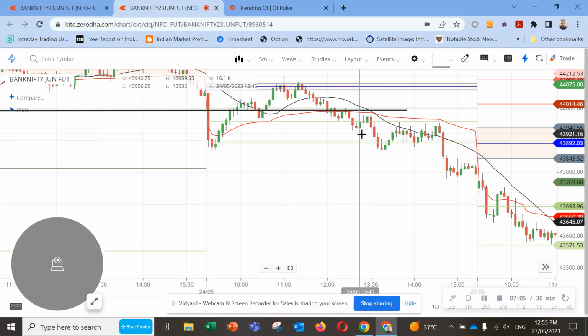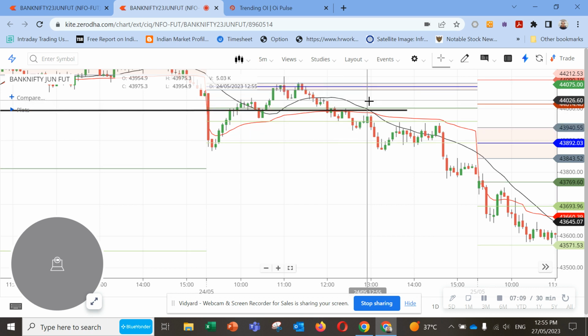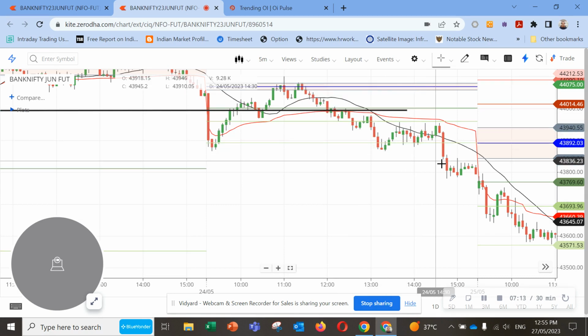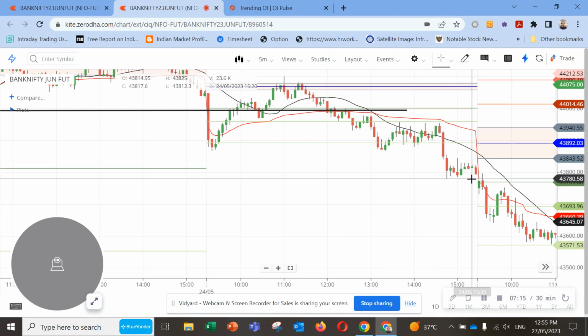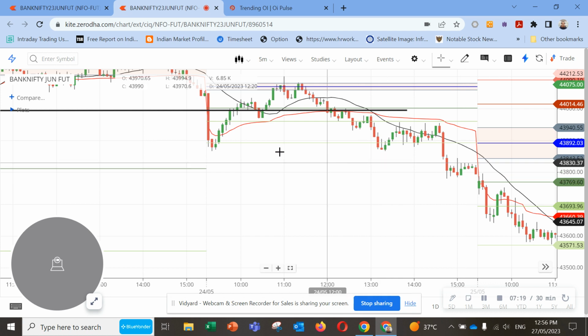I take a trade at 12:50, and keep a stop loss above that line with the candle. And from there, you can see the market really went down. So it gave a very good profit of 200 points, right?